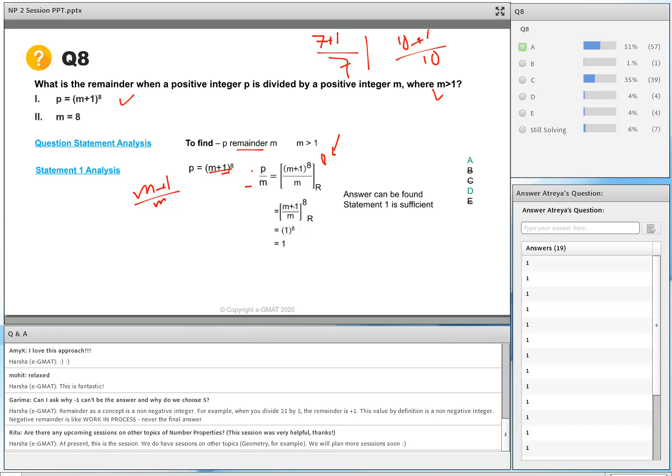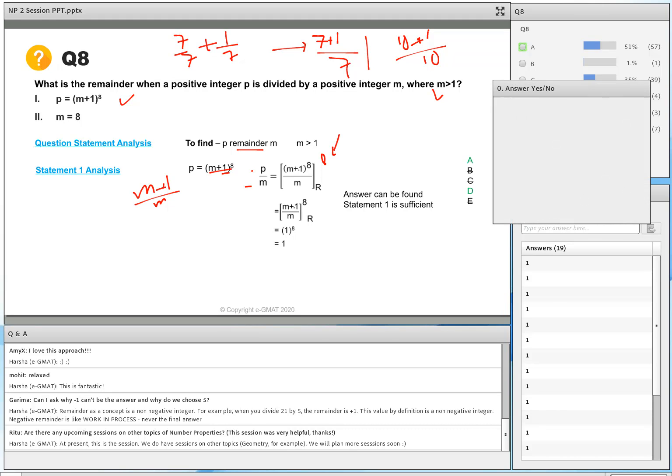Now, why does this happen? You need to understand why this happens. If I write 7 plus 1 divided by 7, 7 plus 1 by 7 can be written as 7 by 7 plus 1 by 7. Very quickly, in a yes-no poll, mark a yes if this is clear to all of you. I'm just using sequence 1 over here. 7 plus 1, when I divide that by 7, I simply write it as 7 by 7 plus 1 by 7. This is something that we learned in sequence 1. We're going to use the same thing over here as well.